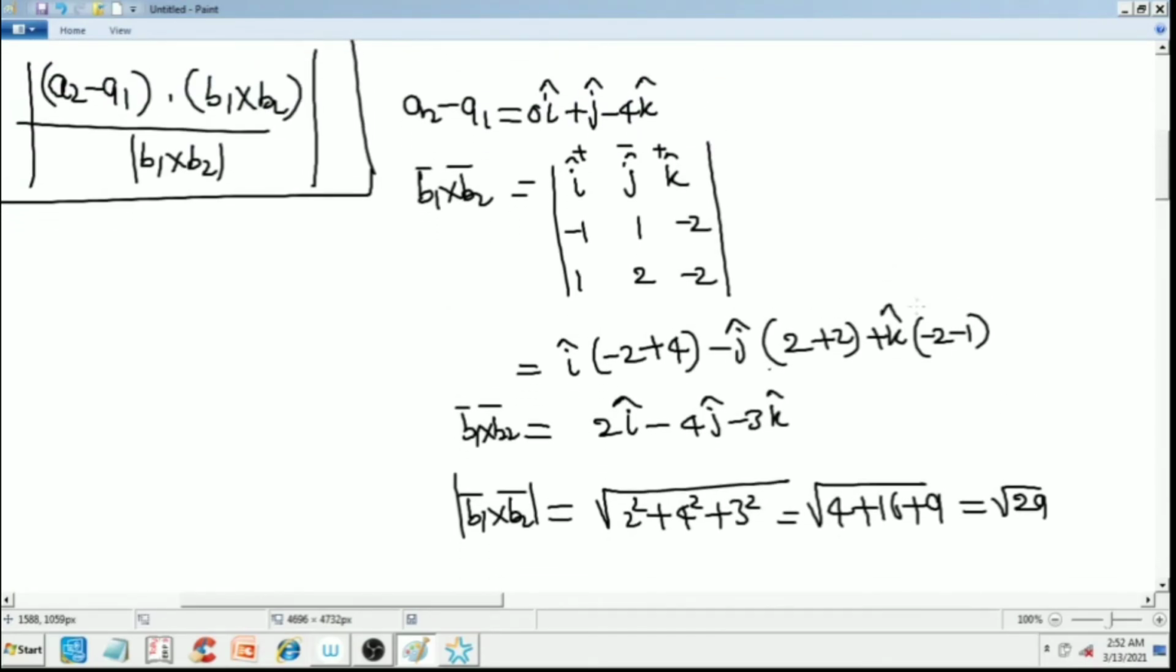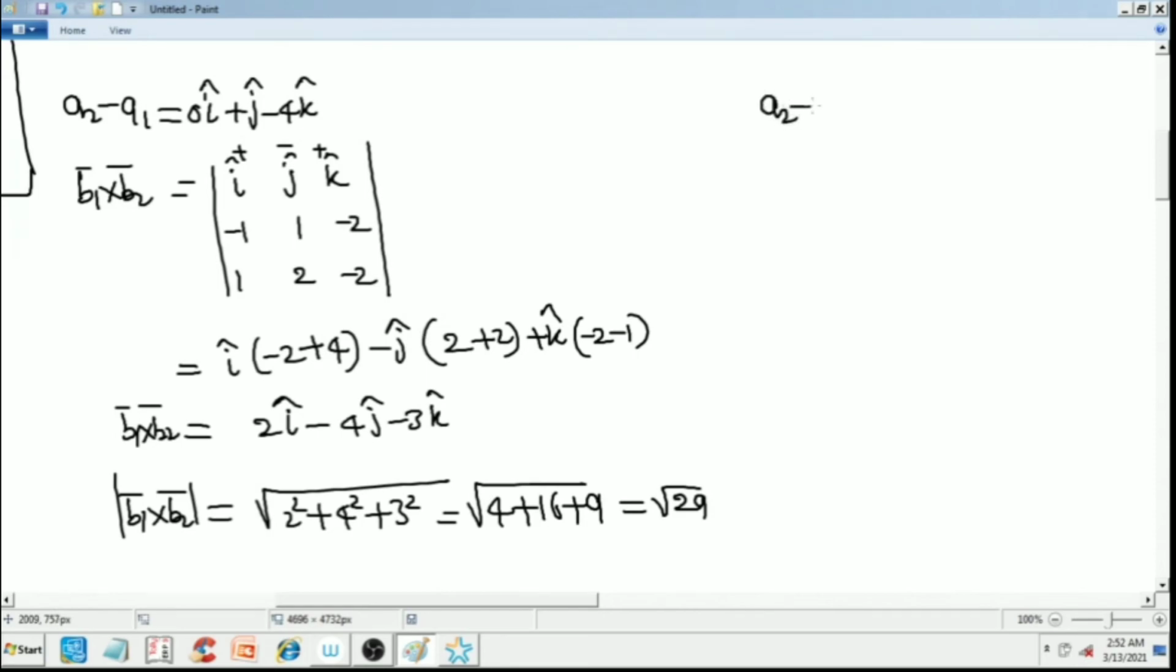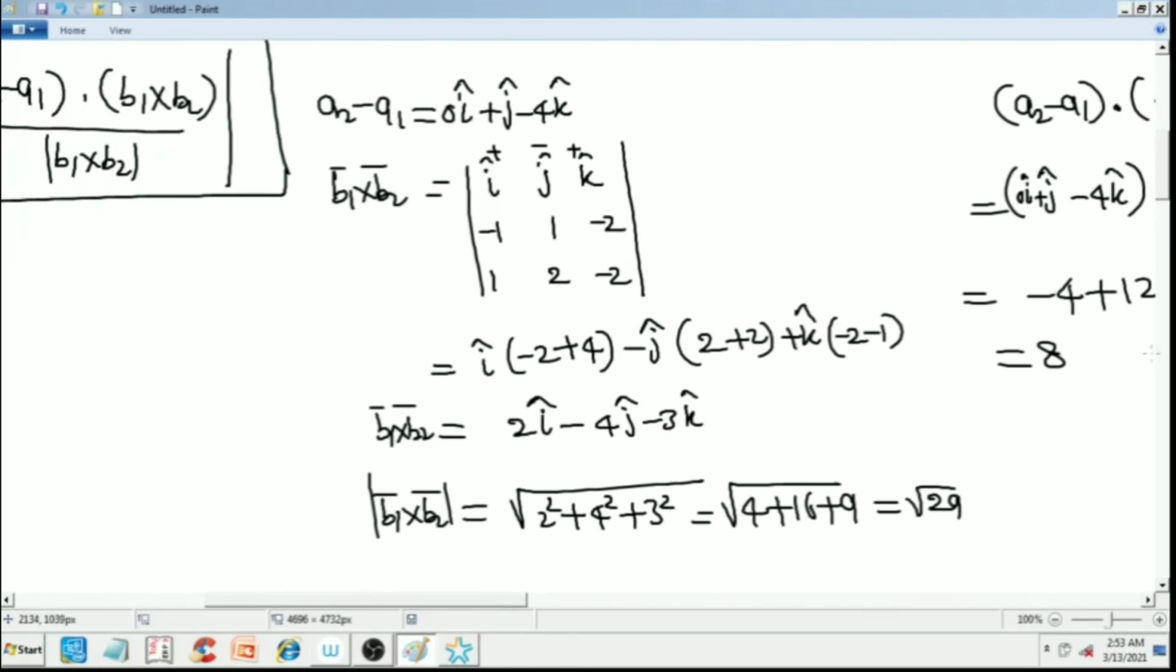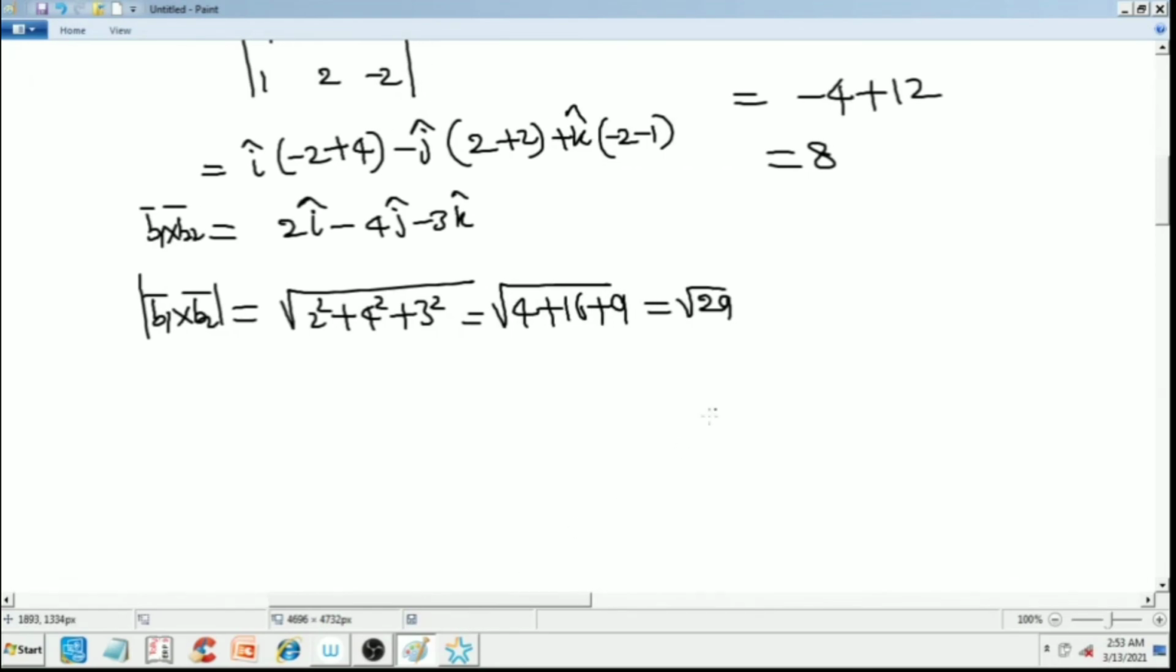Now do the dot product of a2 minus a1 with b1 cross b2. a2 minus a1 is j bar minus 4k bar, that is 0i plus j minus 4k, and b1 cross b2 is 2i minus 4j minus 3k. So for the dot product we multiply the coefficients: 0 into 2 is 0. Next, j coefficient 1 into minus 4 is minus 4, and minus 4 into minus 3 is plus 12. So this is 8. So the dot product of a2 minus a1 with b1 cross b2 is 8, and the magnitude of b1 cross b2 is root 29.